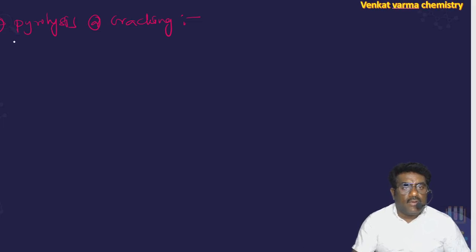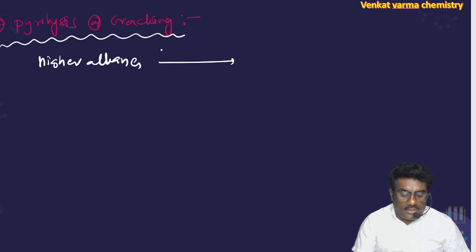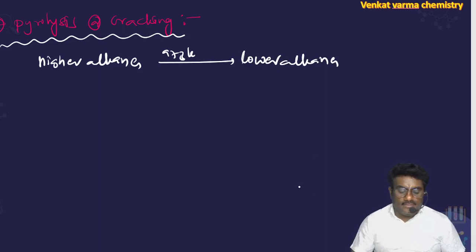Next we look at pyrolysis or cracking. Pyrolysis or cracking: higher alkanes in presence of high temperature, like 973 Kelvin, give lower alkanes.